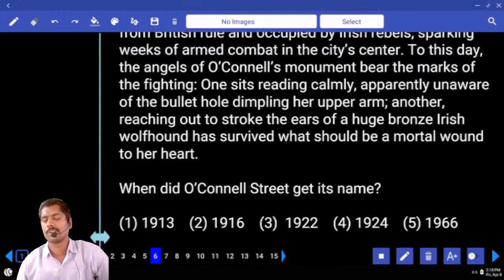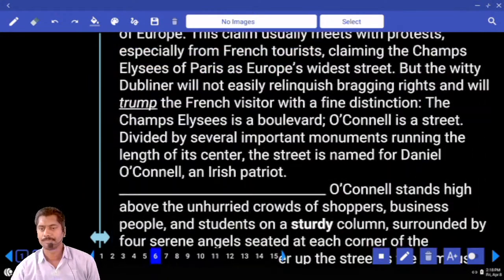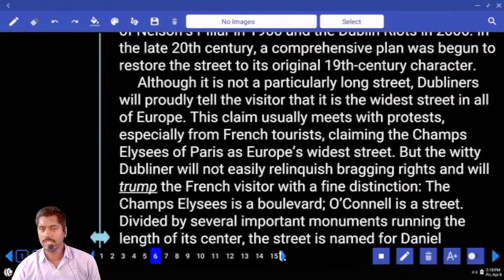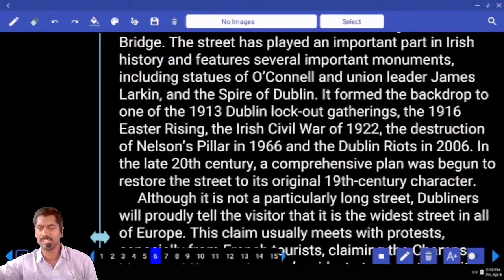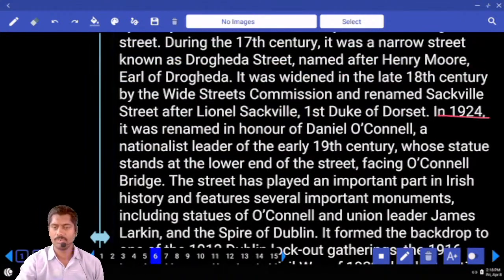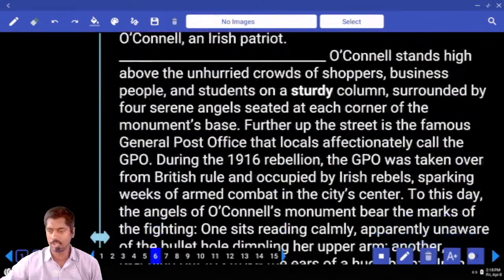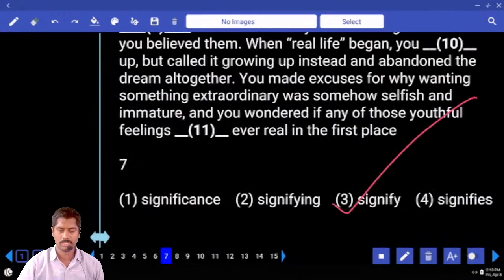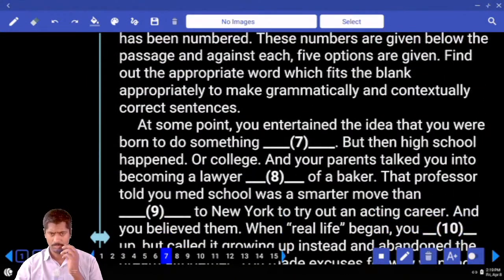Anyway, when did O'Connell Street get its name? Answer. 1924. Is it 24? 16, 13? Is this only 1924? It was renamed in honor of Daniel O'Connell, a national leader, whose statue. Answer 24. Next section, cloze test.